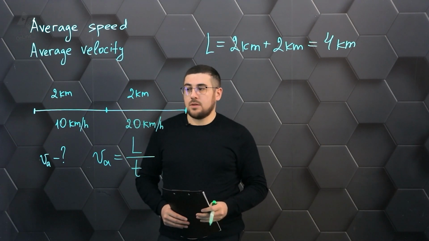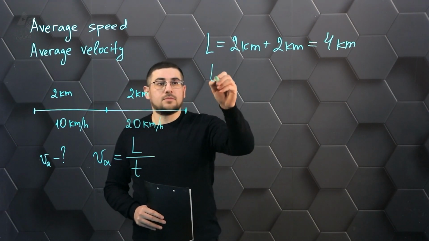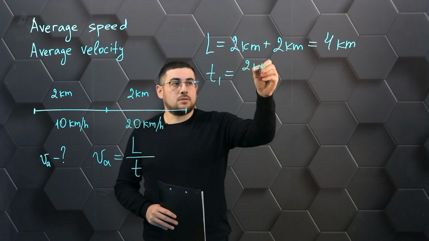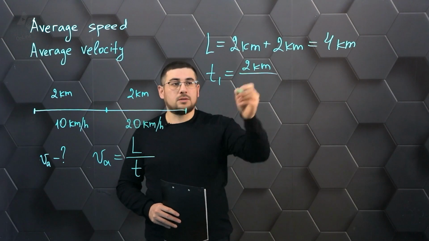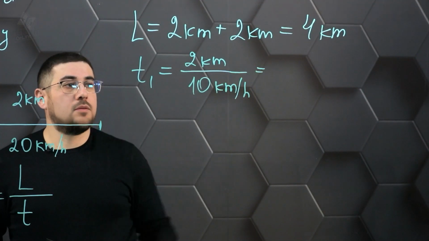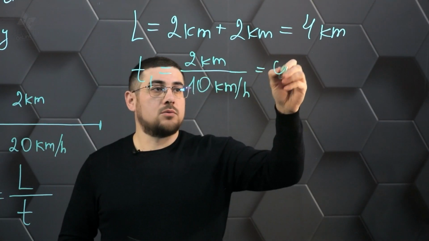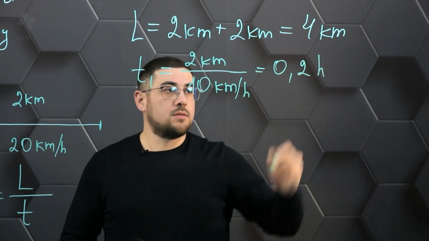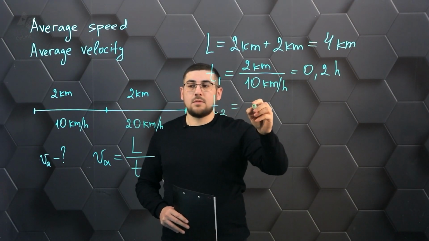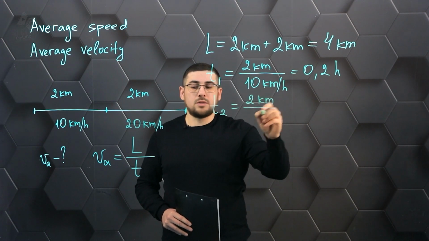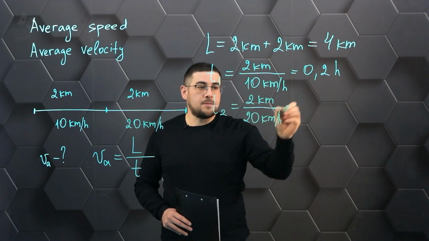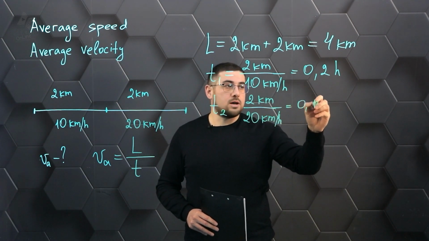Let's start with the first segment. The time of the first segment will be the length of that section divided by the speed of the body in that section. If we divide 2 by 10, we get 0.2 of an hour. We do the same for the second section. We divide 2 km by 20 km per hour, and we get 0.1 of an hour.